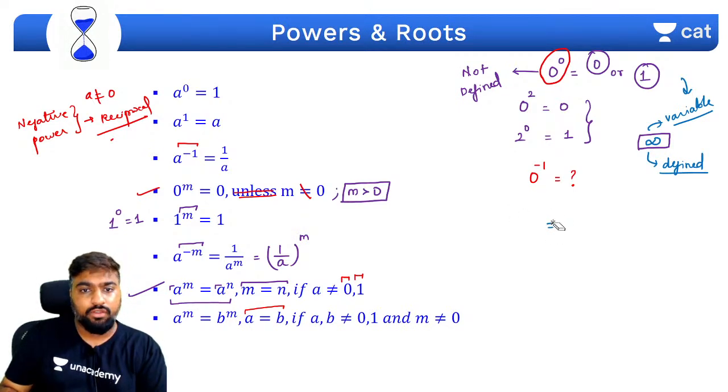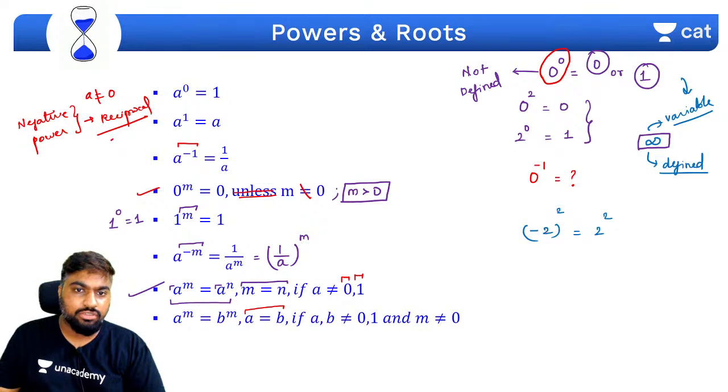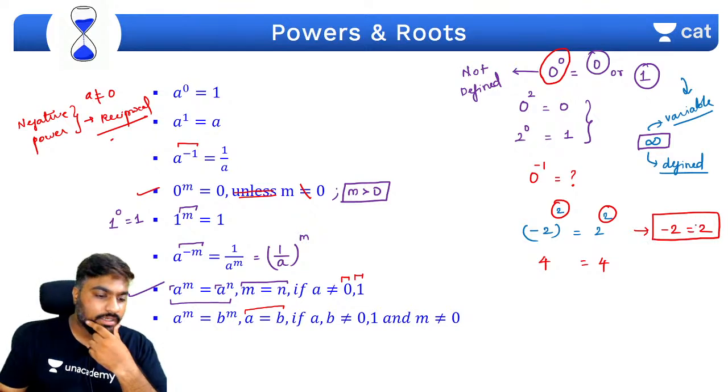So I have a doubt for you. What if we have minus 2 to the power 2 is equal to 2 to the power 2? I know minus 2 whole square is 4, and 2 whole square is also 4. Yes, the values are equal, the exponents are equal. Does it mean that minus 2 and 2 are the same? Will it work out here?